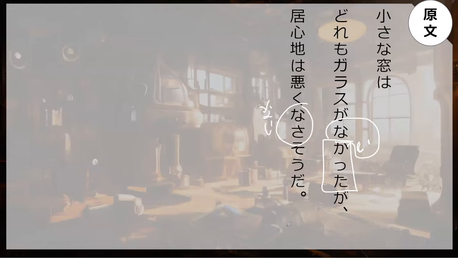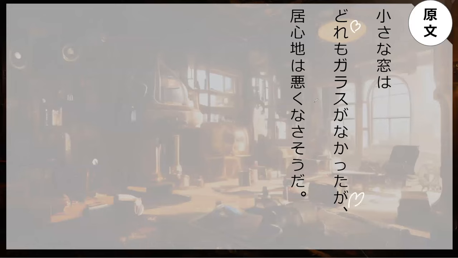So here it said that there is no glass. The windows have no glass at all. None of the small windows here have glass. Doremo is closely related to any. There aren't any glass. And we've seen it used before to mean any. Ga.